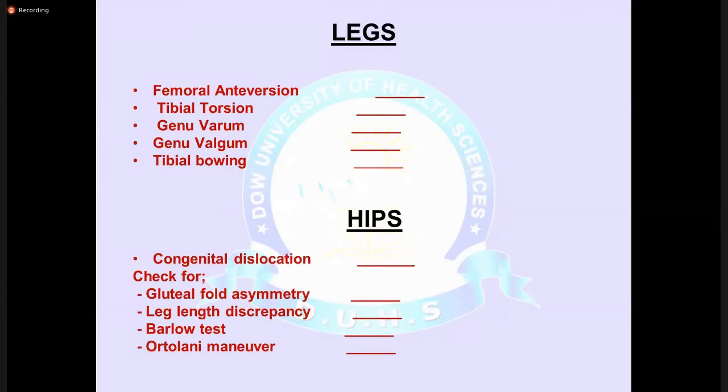Okay, for the Barlow test, the Barlow maneuver, we are doing it for dislocatable or weak joints. This is a provocative test for any hip joint which has a tendency to become dislocated. And Ortolani is for the dislocated hip. It means the hip joint is already dislocated. The head of the femur is not inside the acetabulum. Okay, it is outside the acetabulum. So these are the two important tests for the hip joints.